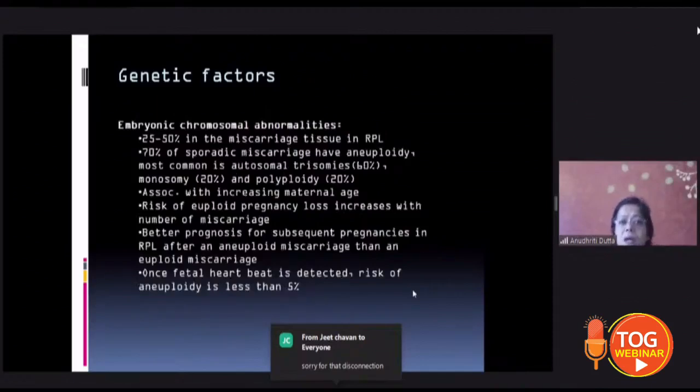Now, embryonic chromosomal abnormalities are found in 25 to 50% of the miscarriage tissues in RPL, if we do the tissue examination. In case of sporadic miscarriages, the very common conditions found are autosomal trisomies, monosomies, and polyploidies. Now, these genetic conditions are associated with increased maternal age, and the risk of euploid pregnancy increases the subsequent risk of miscarriages. But there is always a better prognosis for subsequent aneuploid pregnancies. The chances are much better. And once we hear a fetal heartbeat, we know that the risk of aneuploidy comes to less than 5%.